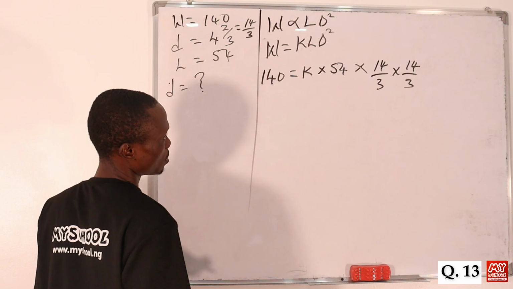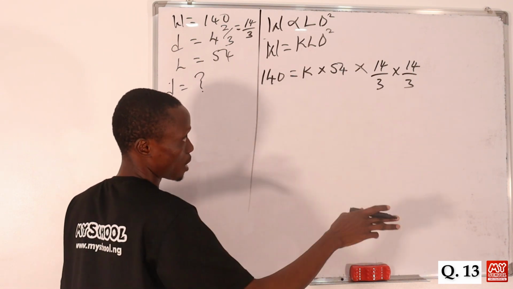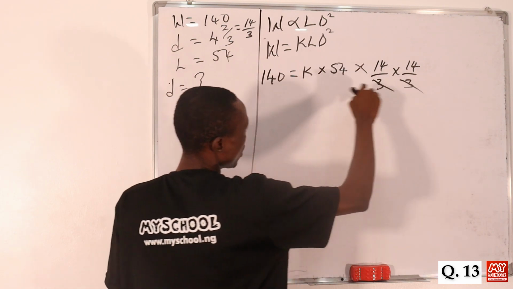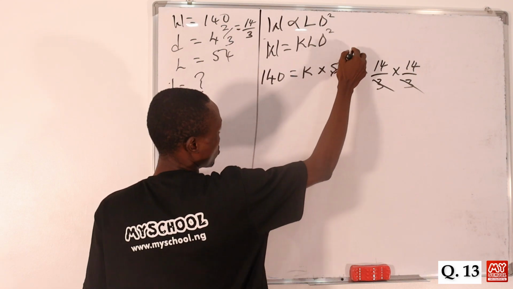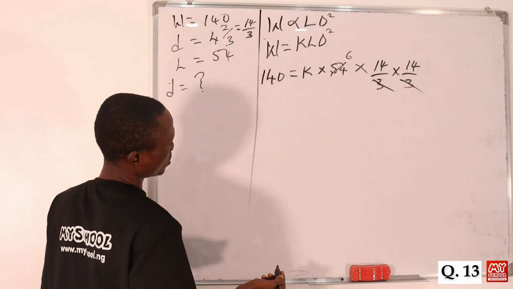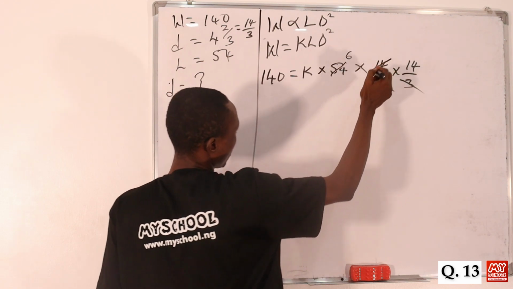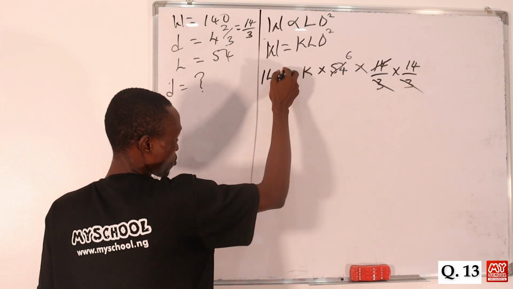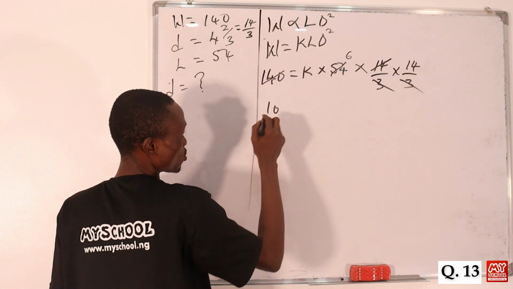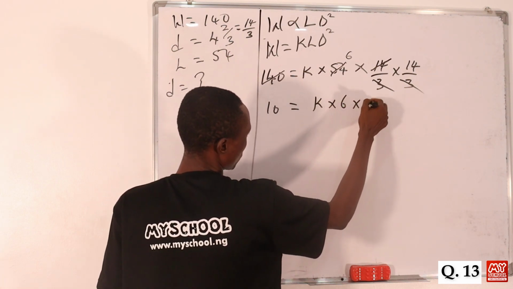So we can do some small calculation here. Remember that 3 times 3 is 9, so this 3 is going to go off, and 54 divided by 9 will give us 6. So we already have 6 here. We can still do some things here. We can divide by 14: we take out 14, and 14 we take out 14 from here to give us 10. So we now have 10 is equal to K times 6 times 14.